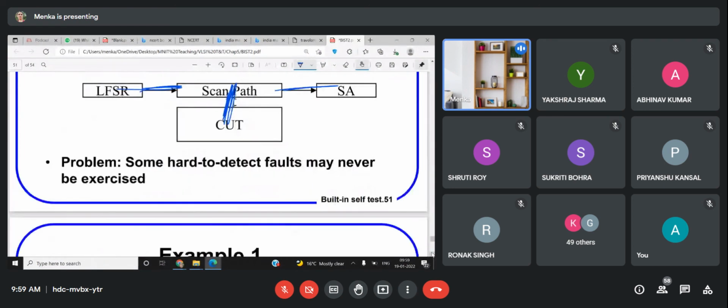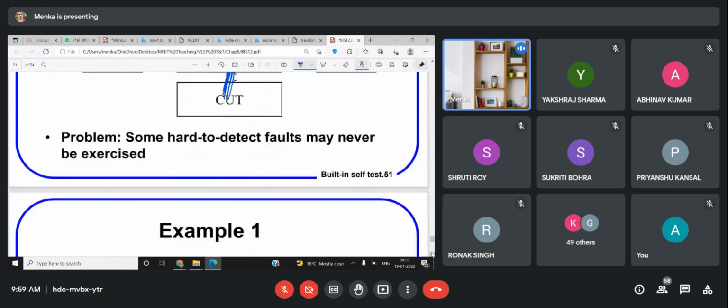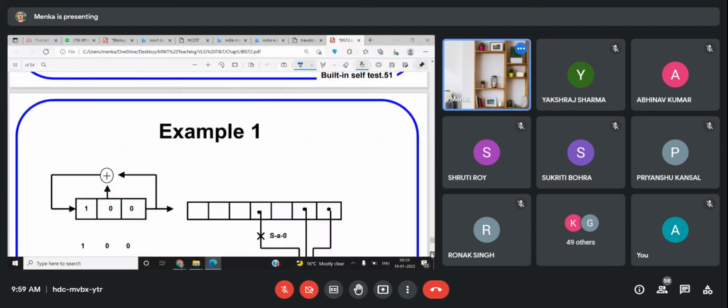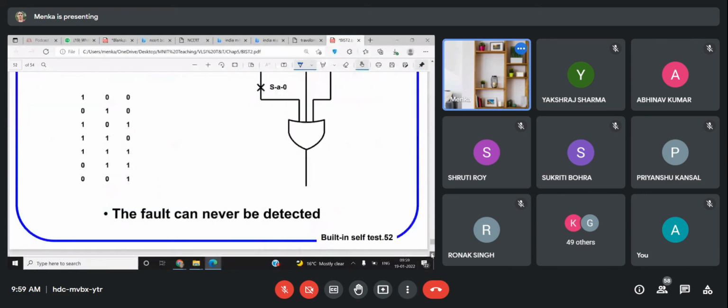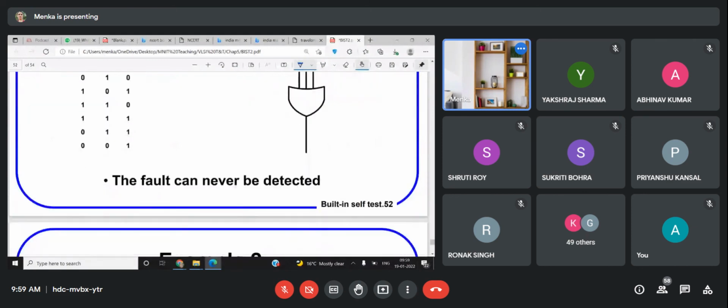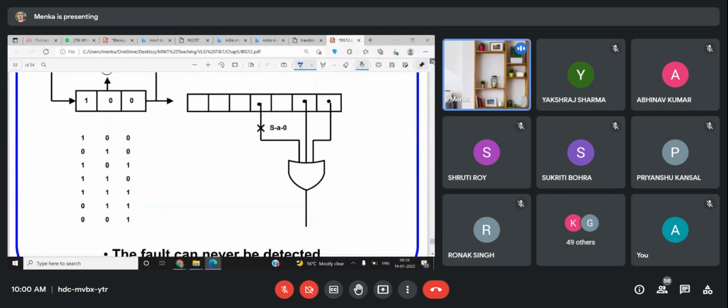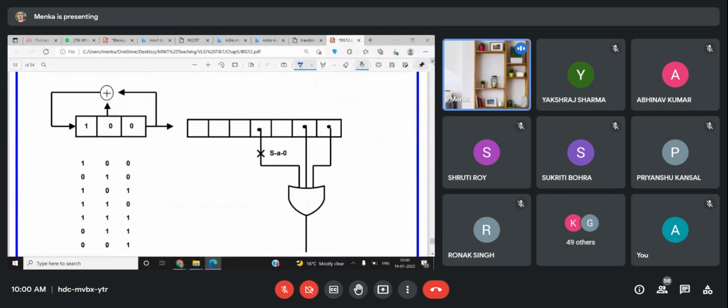So the problem is with this: hard to detect faults, meaning corner case bugs cannot be acted upon. This is the example given for this. Here it is shown that this stuck-at-zero fault can never be detected. And this is the example of LFSR. You can do the exercise on this and figure out why this fault is not detectable.